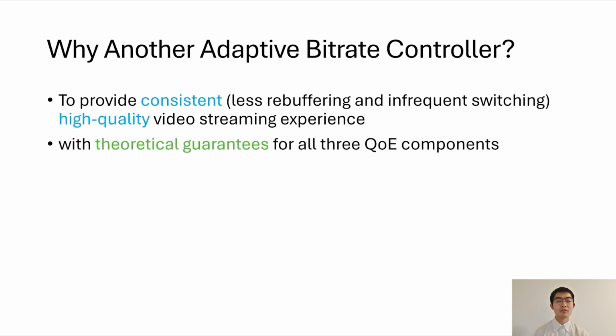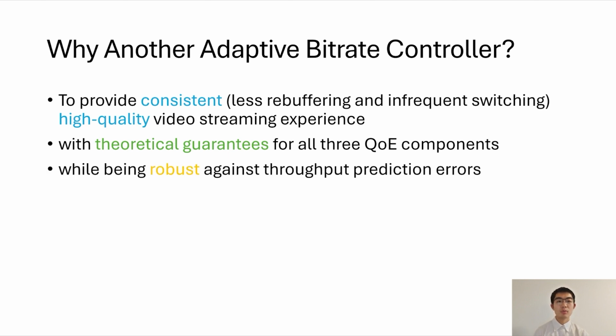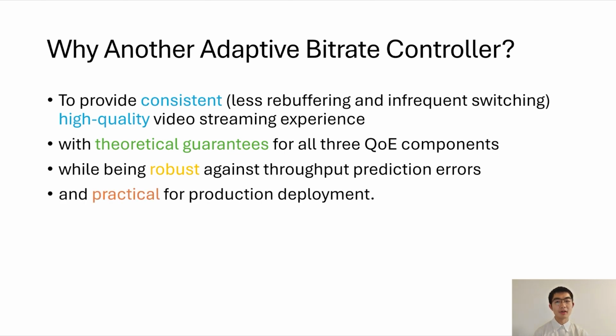Second, we want our ABR controller to have theoretical guarantees for all three QoE components. The closest we have from the literature is BOLA, which has theoretical guarantees for quality and rebuffering, but not bitrate switching. Third, we want our ABR controller to be robust against throughput prediction errors, which are inevitable given the diverse network conditions in the wild. And finally, we want our ABR controller to be practical for production deployment to maximize its practical impact.